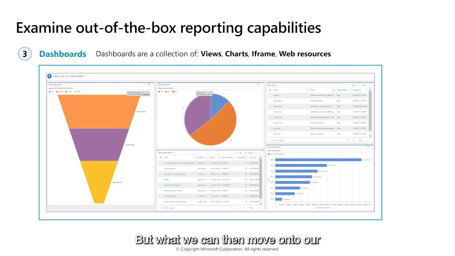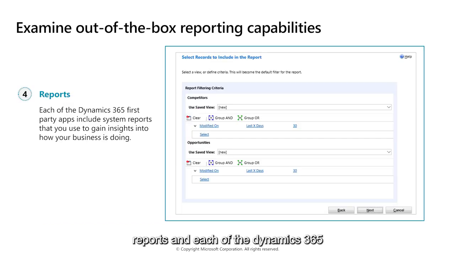But what we can then move on to are reports. Each of the Dynamics 365 first-party applications includes general system reports for us to gain insights into how it's doing, how our organization is performing. And we can use reports as they are, or we can customize them for our need. If we want to create a basic specialized report, we can use the report wizard to create custom reports. This is an easy-to-use tool that helps us to create our own reports, save them so that we've got them there to run.